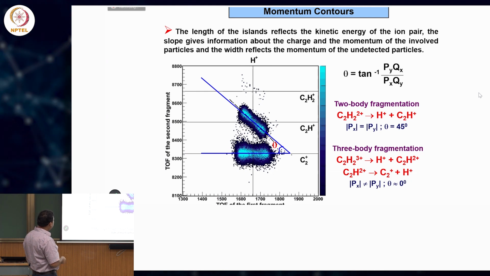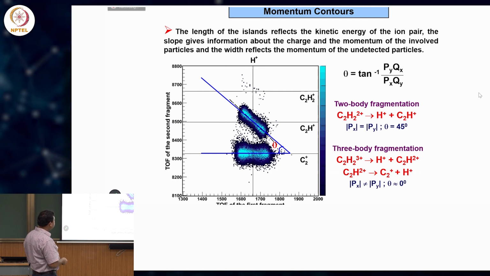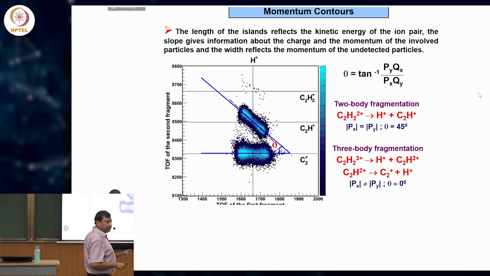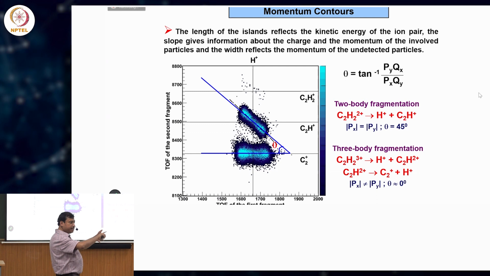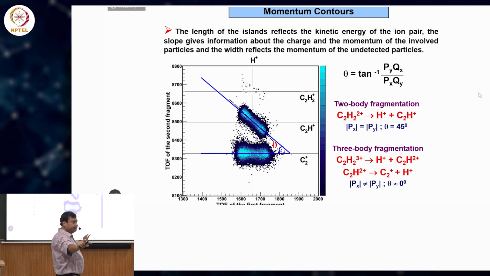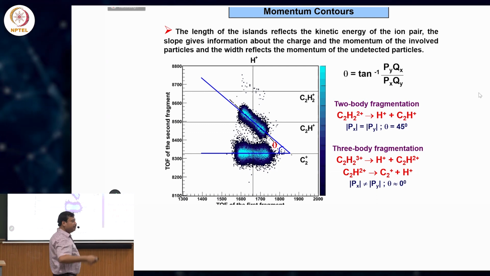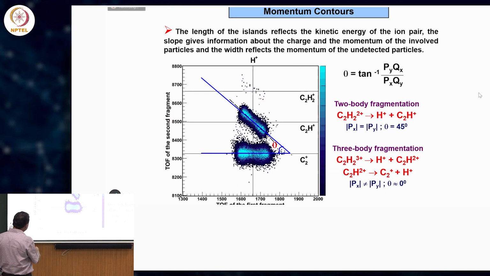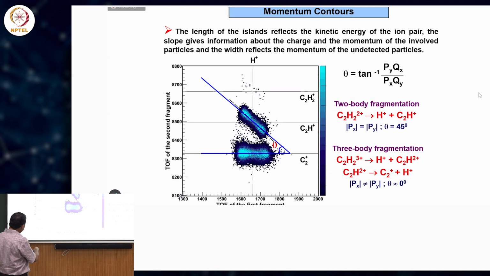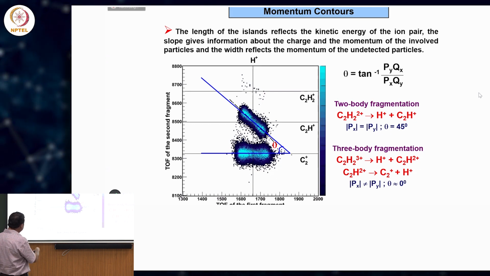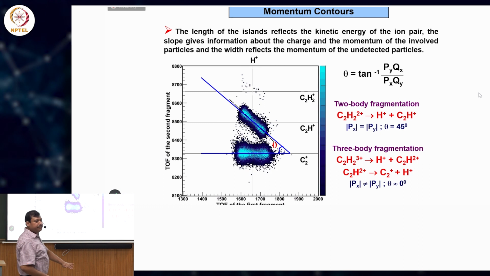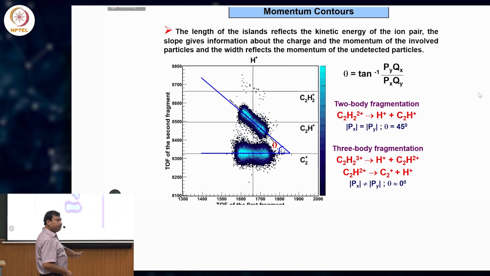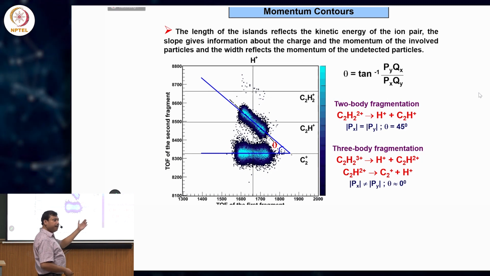But then what happens to this one, which is C2+? See, this is acetylene. So you have carbon-carbon at the center and hydrogen at the end, right? Whatever angle you have, if you project this on the time of flight, you get a kinetic energy release. From the kinetic energy release, I went to the momentum map.